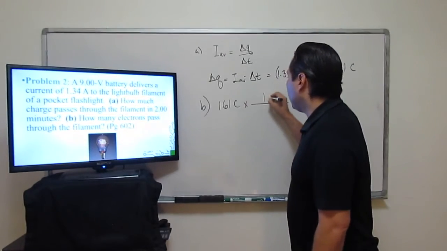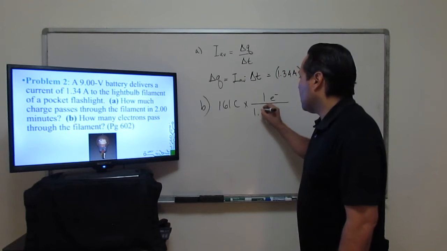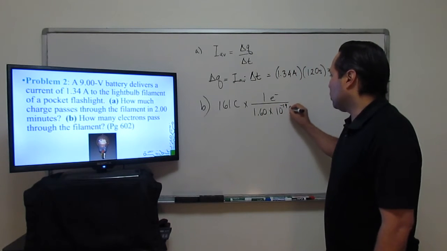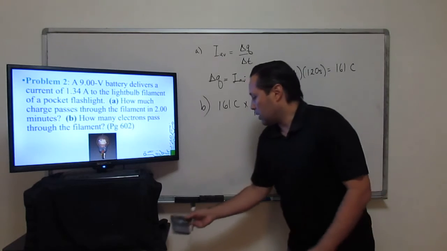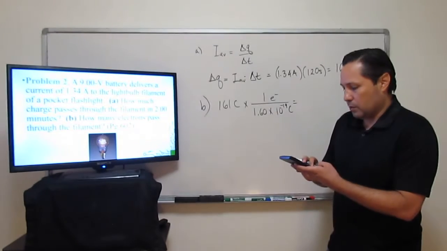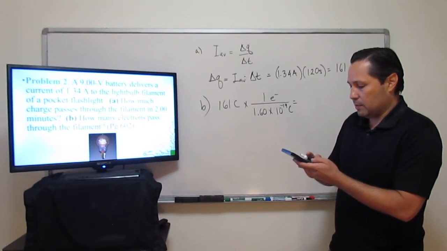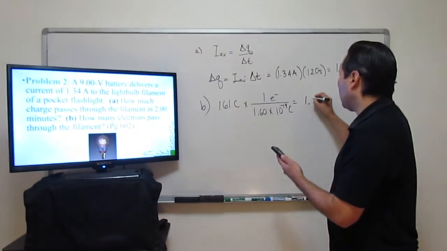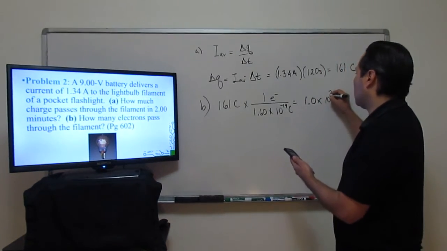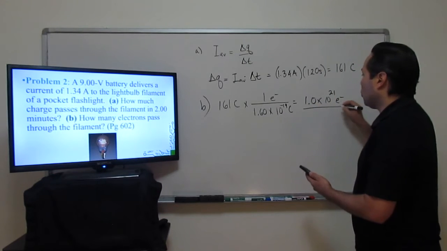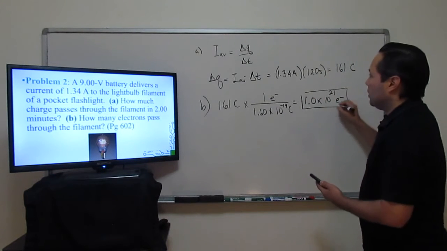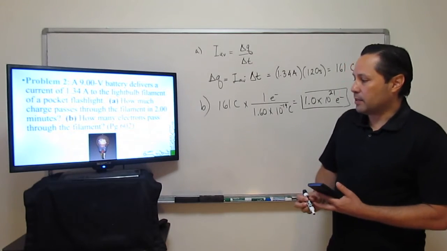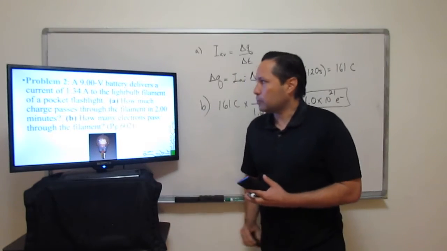Well, I know that every one electron has a charge of 1.6 times 10 to the negative 19 coulombs. So we're going to go ahead and divide 161 divided by 1.6 times 10 to the negative 19. It's going to give us roughly, we're going to round it off to 1.0 times 10 to the 21 electrons that will go through the filament in that time interval of 2 minutes. All right, that takes care of problem number 2.